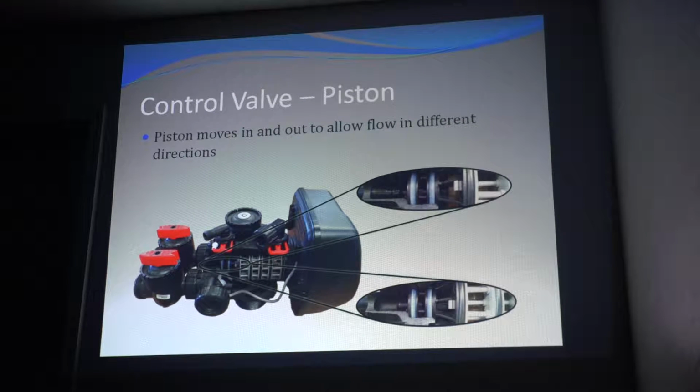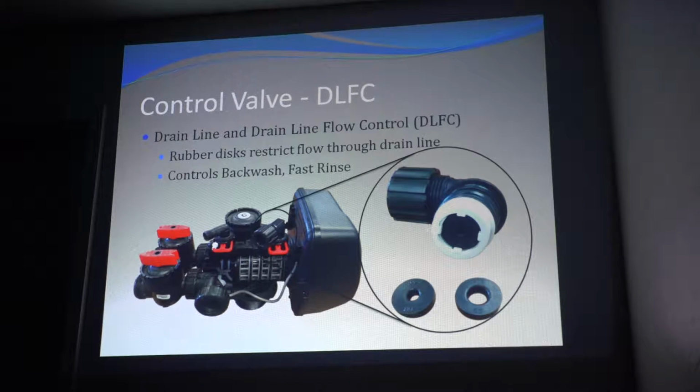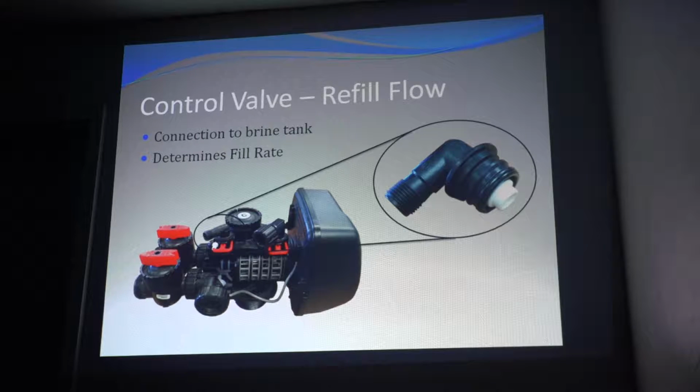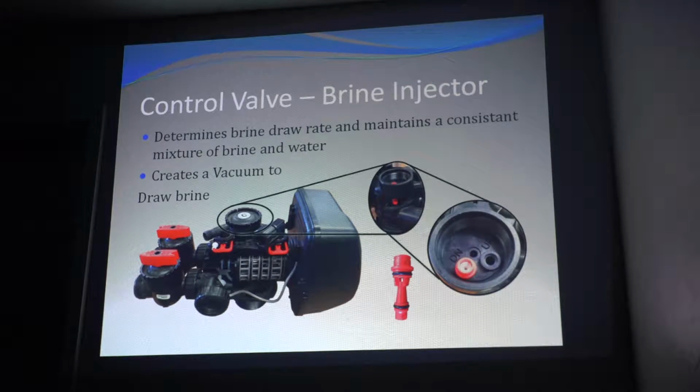Here's a picture of the piston and seals and spacers in a cutout version of the valve. It also shows the drain line, the drain line flow control, which is easily accessed and removed by simply removing that red rubber plastic locking bar. And it just shows the refill and how to access the injector.